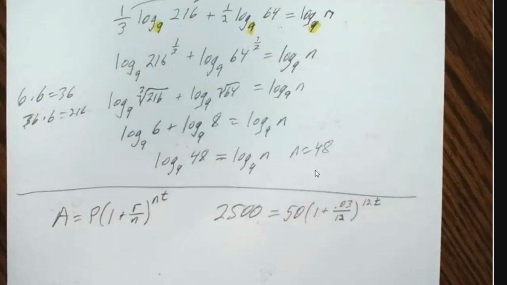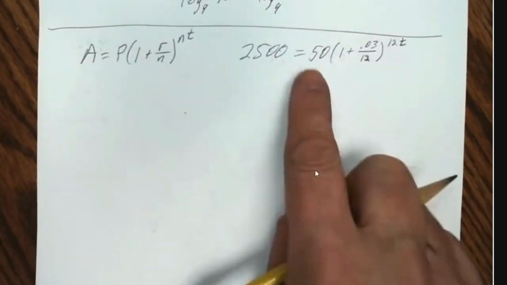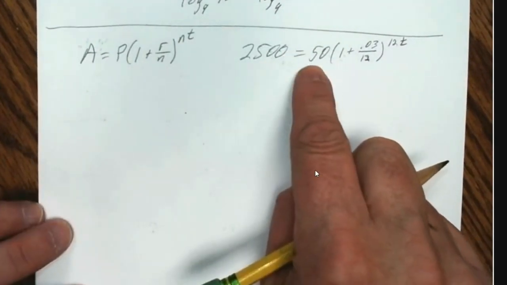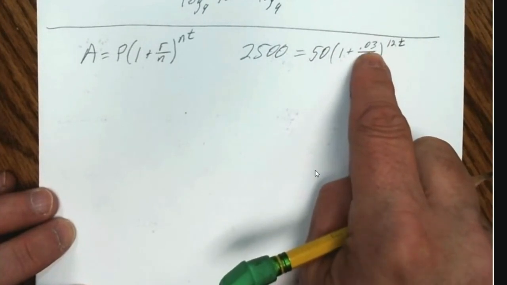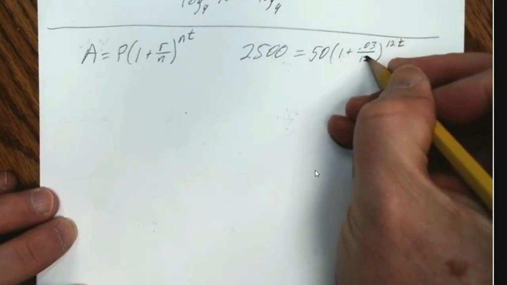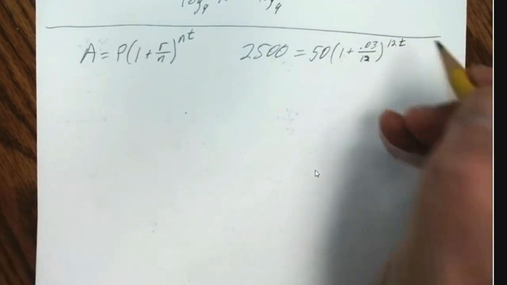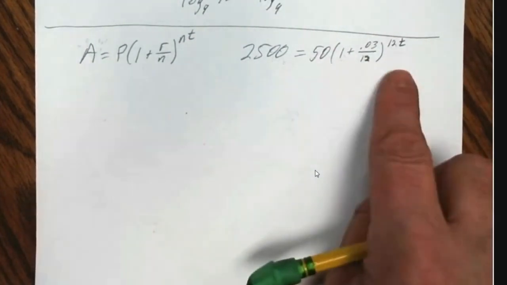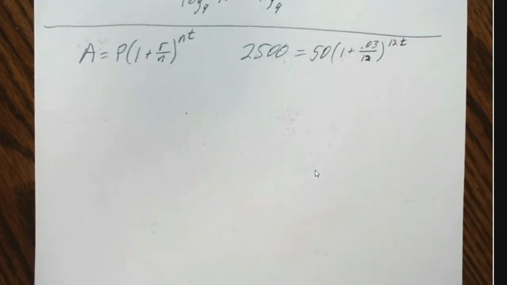So what that looks like is this problem here. Starting with this formula, if we want it to equal 2,500, starting with $50 at a rate of 3%, 0.03, compounded monthly, so 12 times a year, 12t. We're trying to figure out how many years that is, t. We don't know how to do that. We don't know how to solve when it's an exponent. Well, that's where the logarithms work.